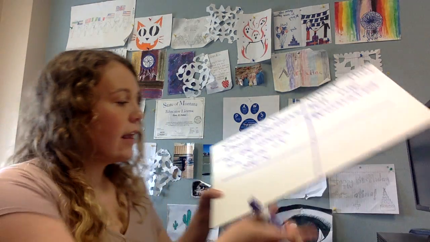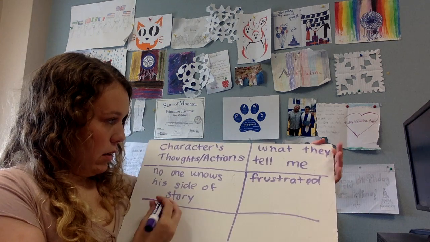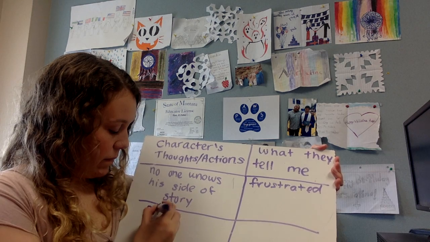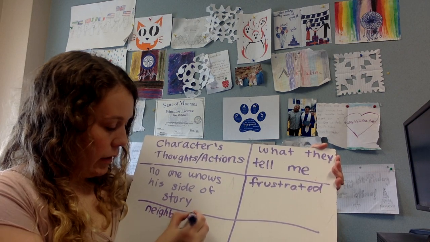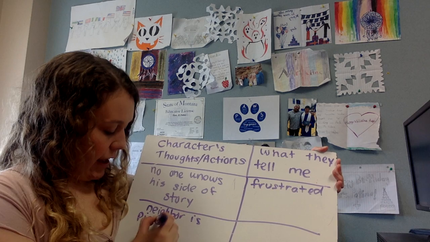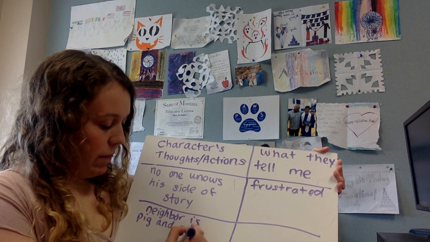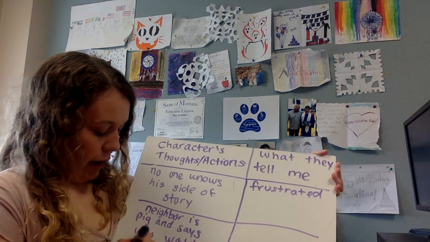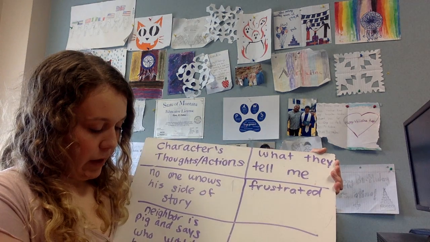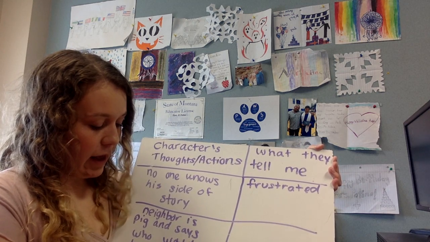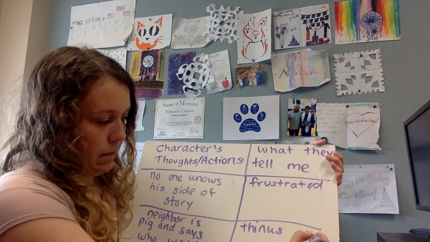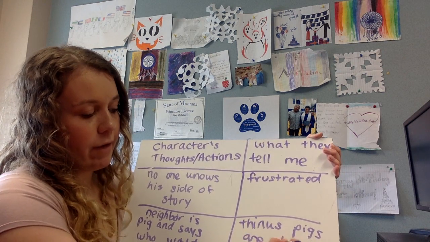All right. So I'm going to write, says his neighbor's a pig. And says who would build a house out of straw? This tells me that he thinks pigs are dumb. And that is my inference over here.